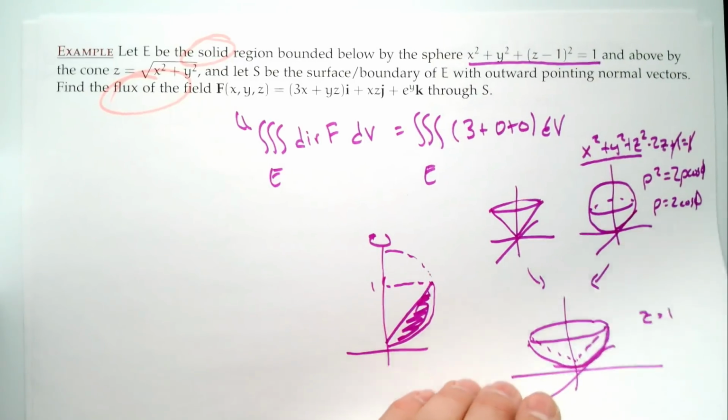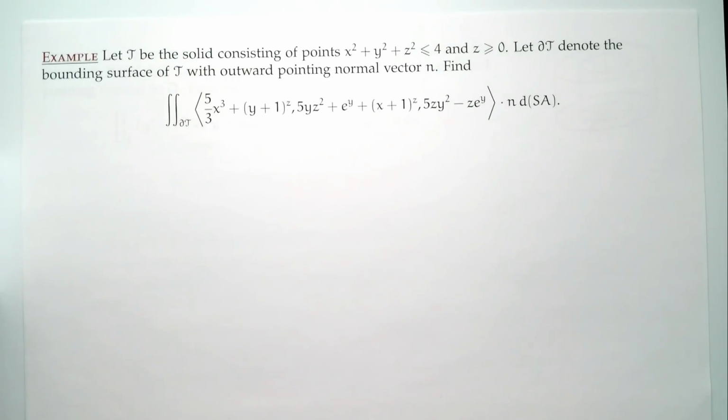But that's a different problem. We just want to make sure we know how to do Stokes and divergence. Let T be the solid consisting of points with x squared plus y squared plus z squared less than or equal to 4 and z greater than or equal to 0. You might get the feeling that we're not good at making shapes. And we're not. There are like 5 shapes we keep using over and over again, so you should know those 5. The good news is there aren't that many: spheres, cones, cylinders, planes, and occasionally, if we're creative, a box.